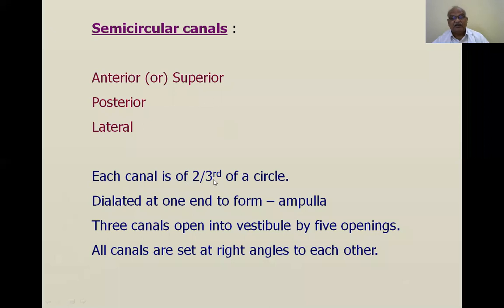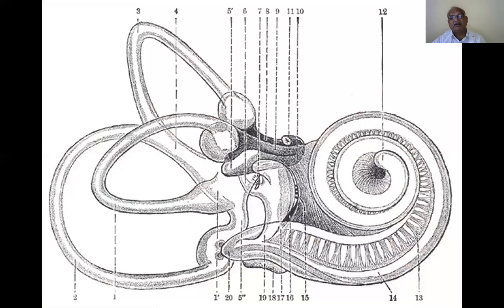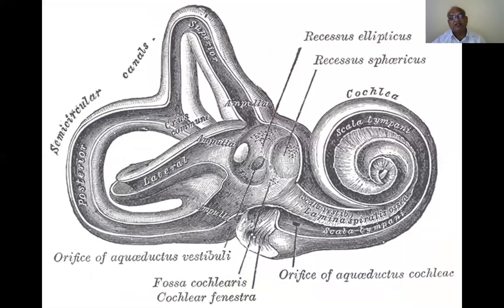Each canal is two-thirds of a circle, dilated at one end to form the ampulla. The three canals open into the vestibule by five openings. All canals are set at right angles to each other. You see, this one and this one are at right angles, and this one is at right angles to this one and this one, though not to the vestibule.